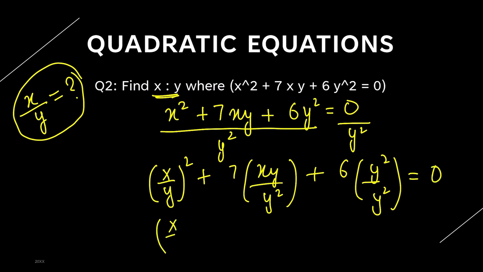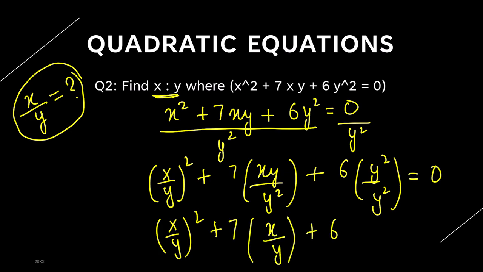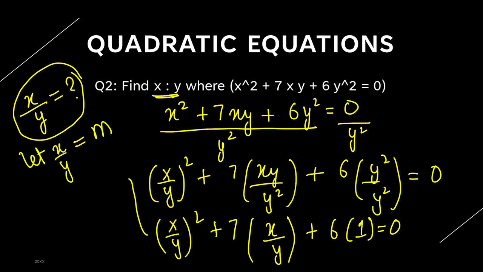This will be (x/y)² + 7(x/y) + 6 = 0. Now let x/y be, suppose, m. My equation will turn to m² + 7m + 6 = 0. Now this is a quadratic equation.